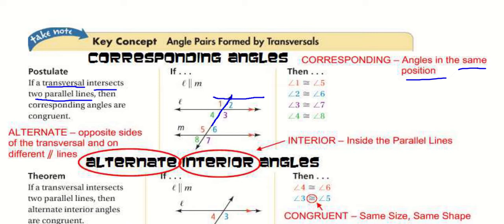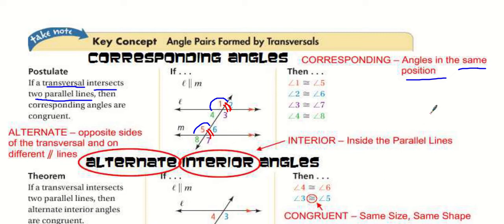These angles are equal. So this angle is equal to that angle. They're corresponding. Okay? Likewise, angle 2 and angle 6 are corresponding. So these angles are congruent. I need two arcs here to indicate congruence.